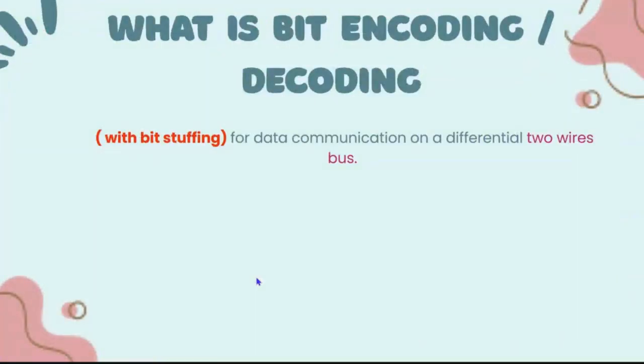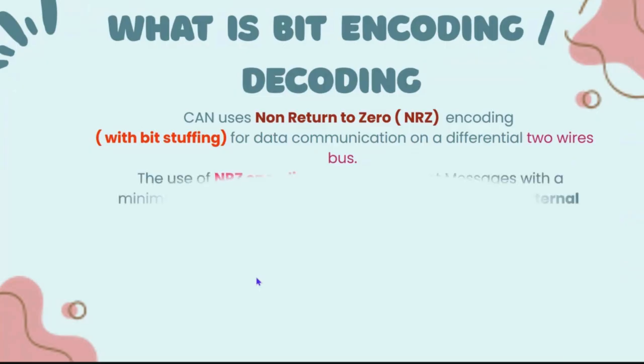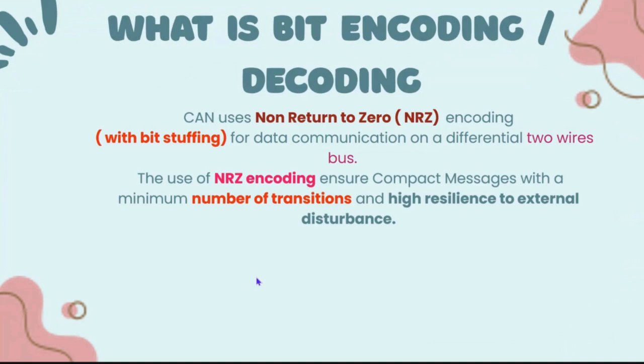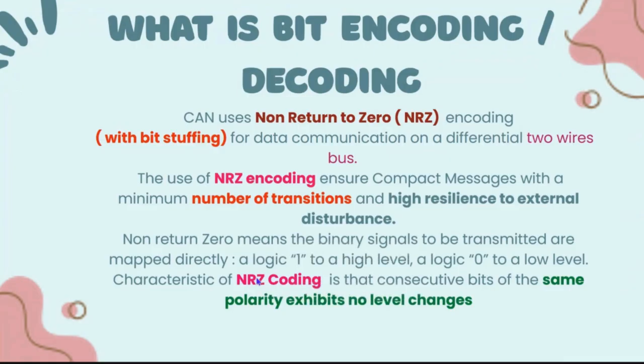What is bit encoding and decoding? CAN uses Non-Return-to-Zero, NRZ, encoding with bit stuffing for data transmission on the differential two wires. The use of NRZ encoding ensures compact messages with a minimum number of transitions and high resilience to external disturbance. Non-return-to-zero means the binary signals to be transmitted are mapped directly: a logic 1 to the high level, a logic 0 to the low level. A characteristic of NRZ coding is that consecutive bits of the same polarity exhibit no level changes.